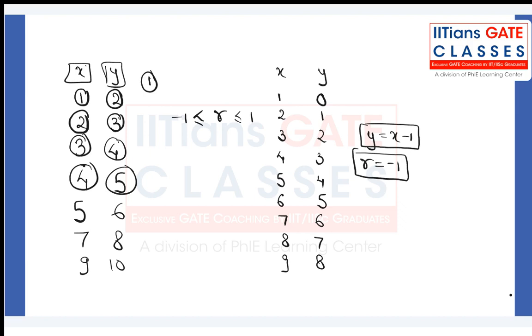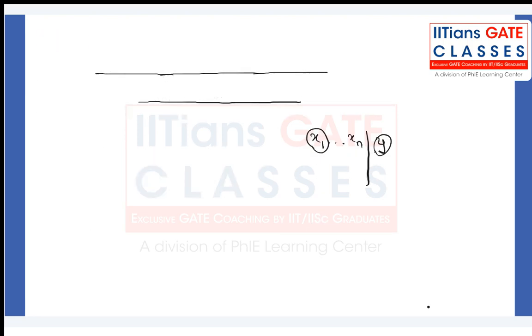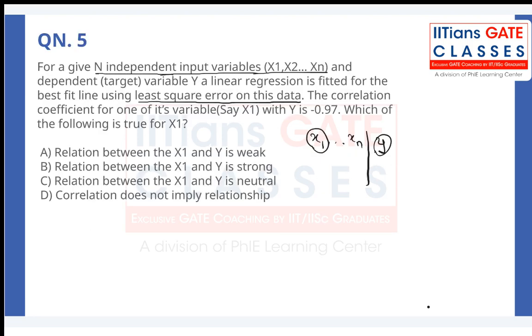So with the increase of a variable, if the other variable also increases, it is a positive correlation. With the increase of one variable, if the other variable decreases, then it is a negative correlation. So the correlation coefficient of one of the variables, let's say x1 with y, is minus 0.97. Which of the following is true for x1? What can you say about x1? If you want to think, you can pause the video here, think for some time, and then answer it after you have heard the concept that I taught you.